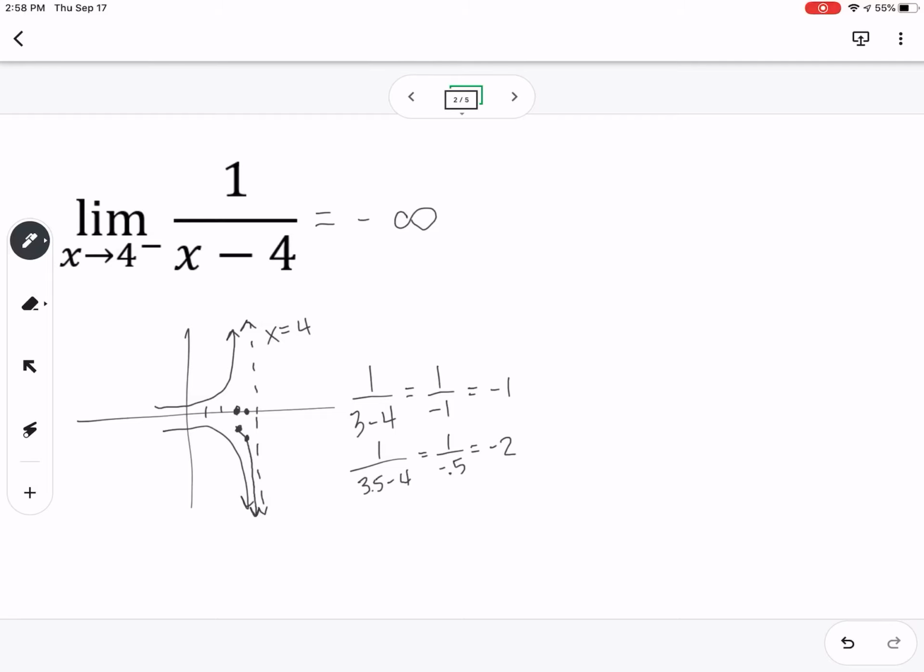So using our knowledge of asymptotes and by just plugging in points that are really, really close to it, it's almost like we're making a little XY table. We're going to see that I plugged in 3 and it was negative 1. I plugged in 3.5 and it was negative 2. You could keep going and get closer, closer, closer to 4, and you're going to see that this number is just going to keep getting more and more and more negative. Now let's try this from the other side.